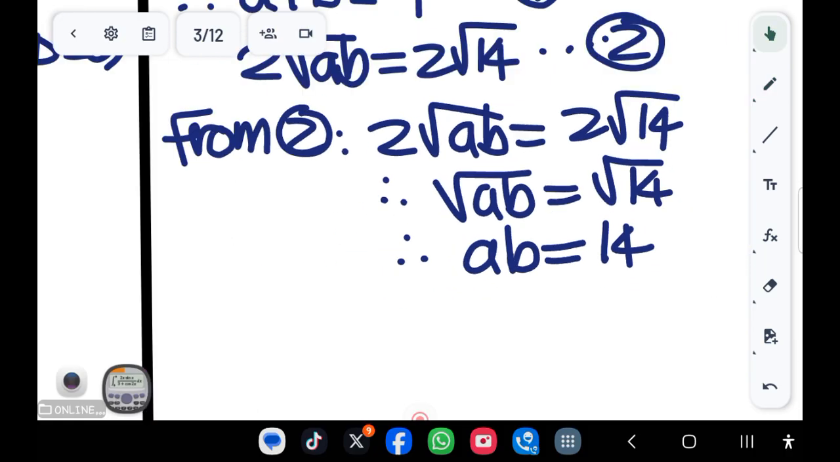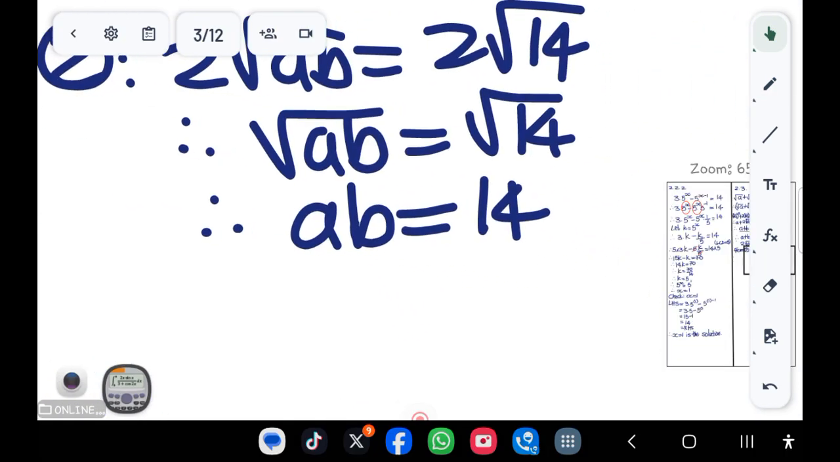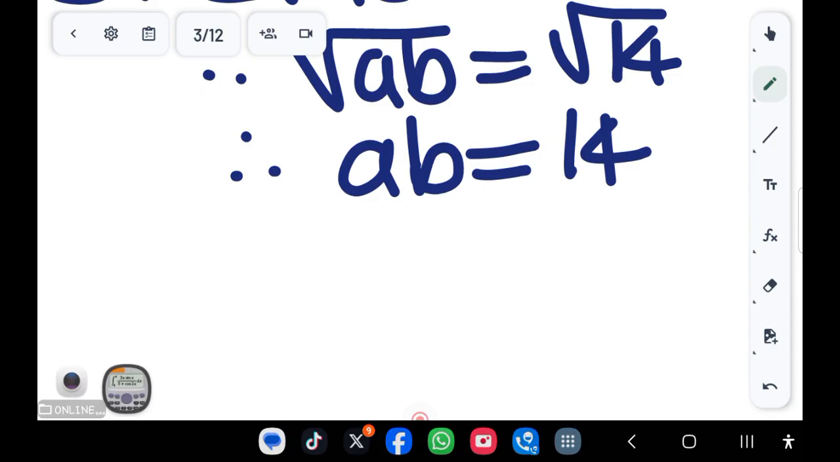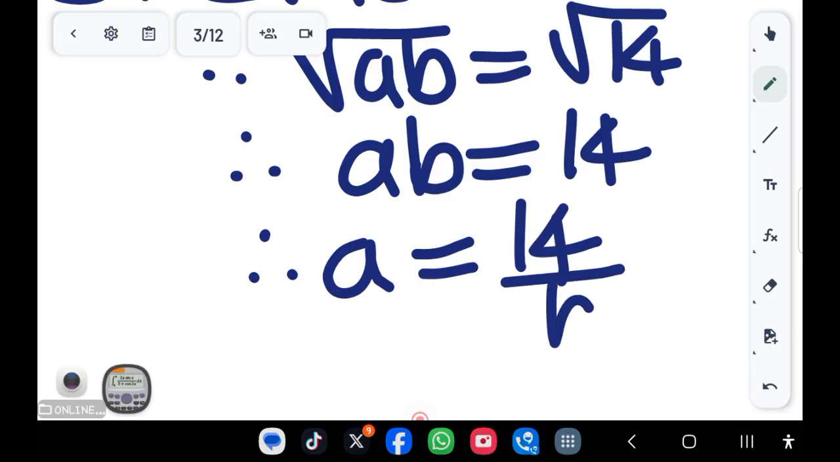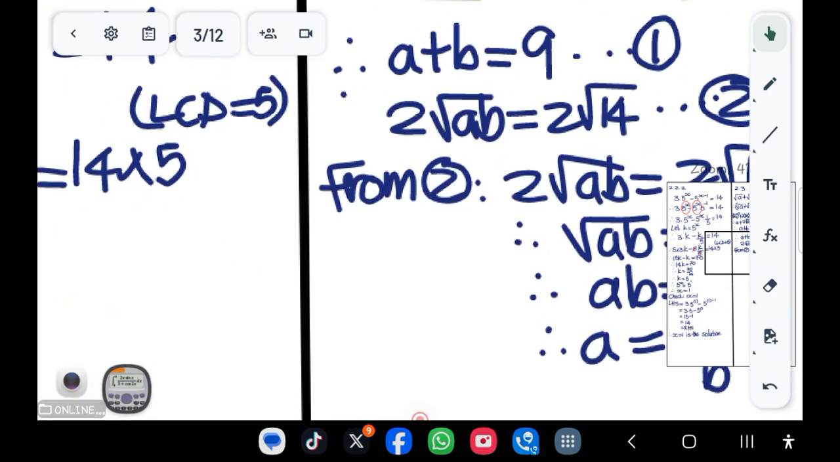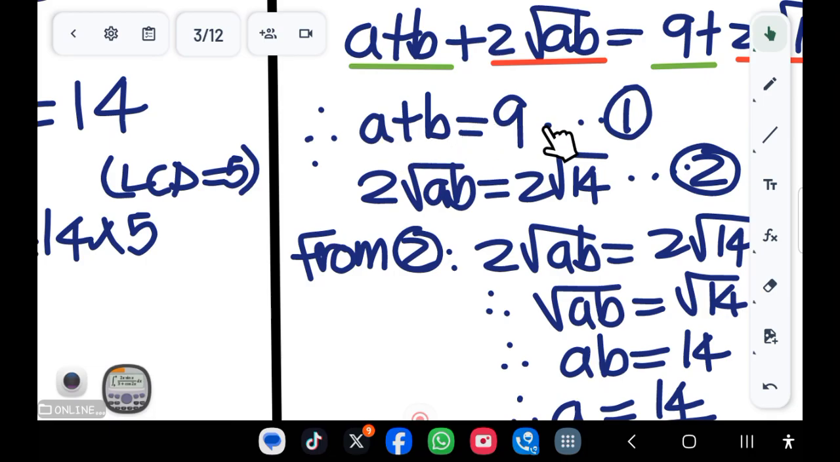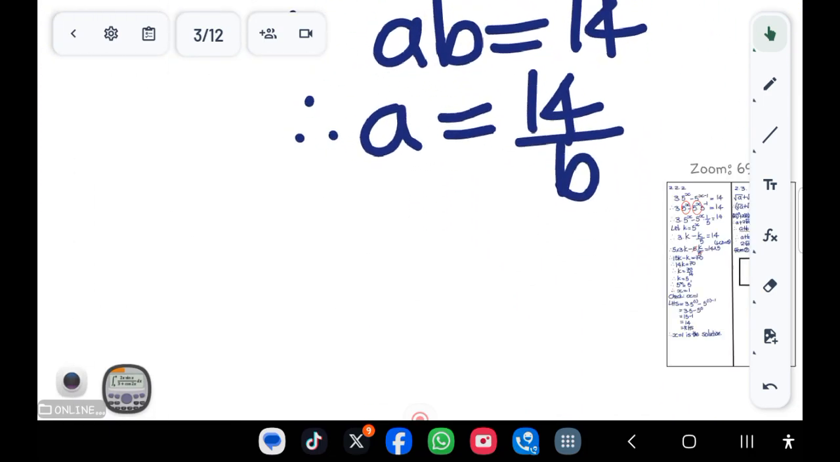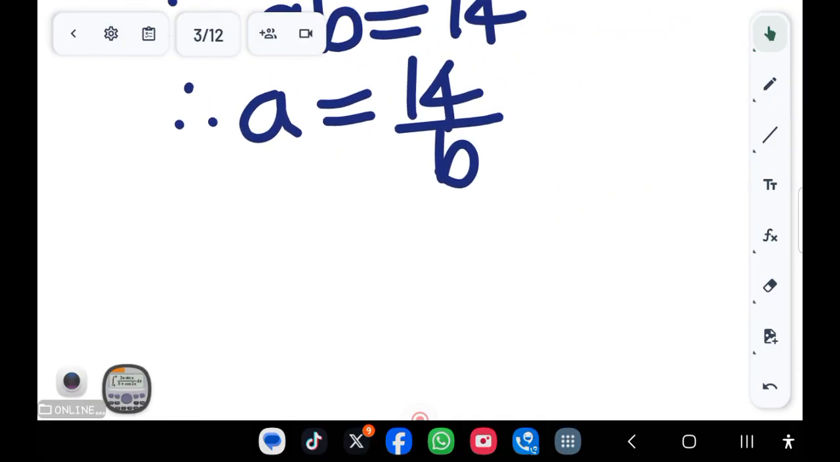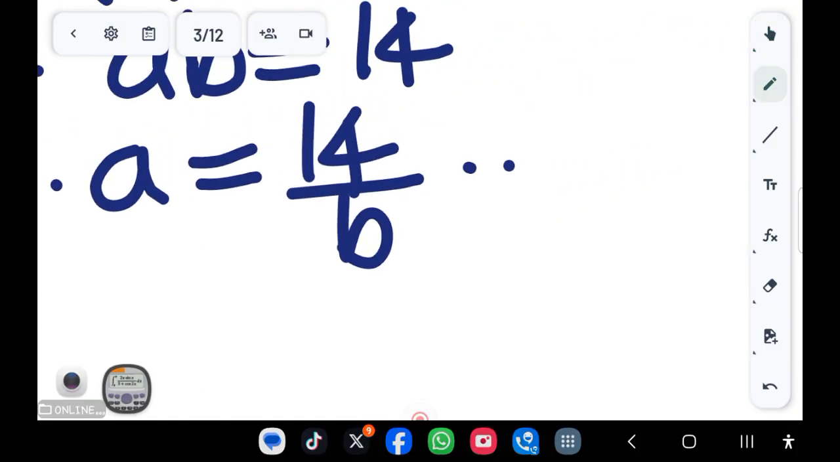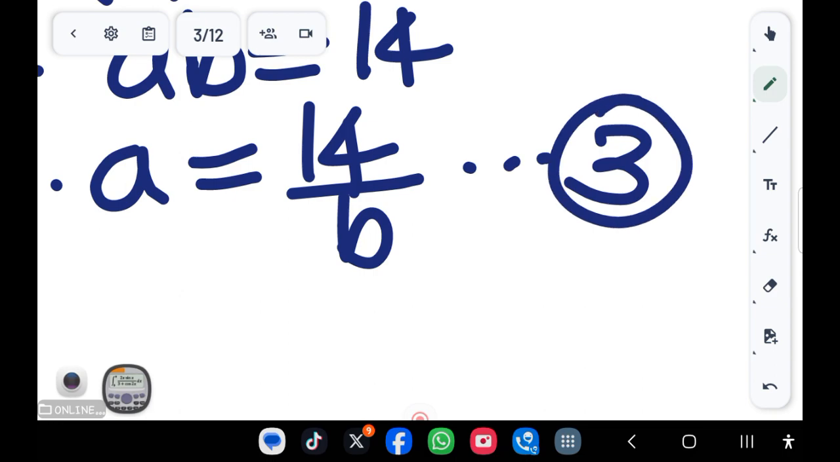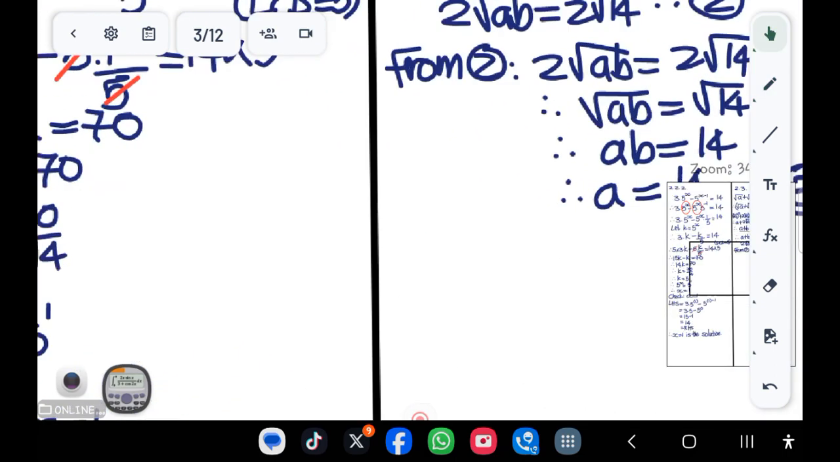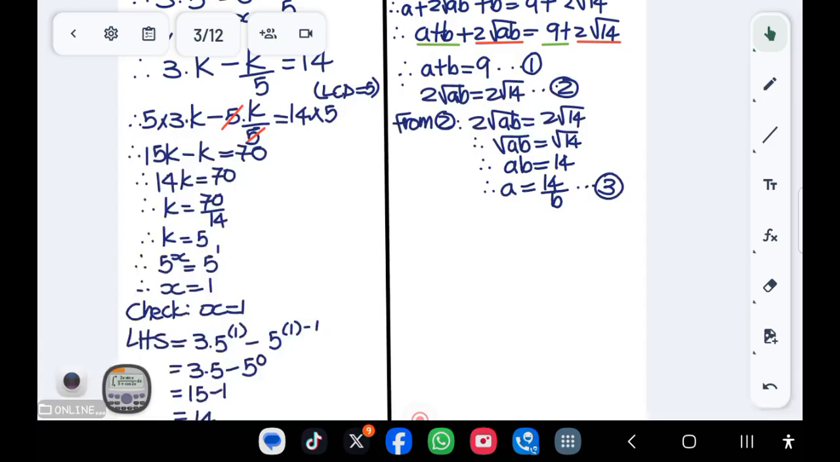All right, therefore it means that a can be written as 14 over b, if that's what you prefer, or you can go back and make a equal to 9 minus b over there. It's up to you which one you prefer to use. There are many ways to kill a cat. Like I'm saying, use whatever method works for you to solve the simultaneous equation.